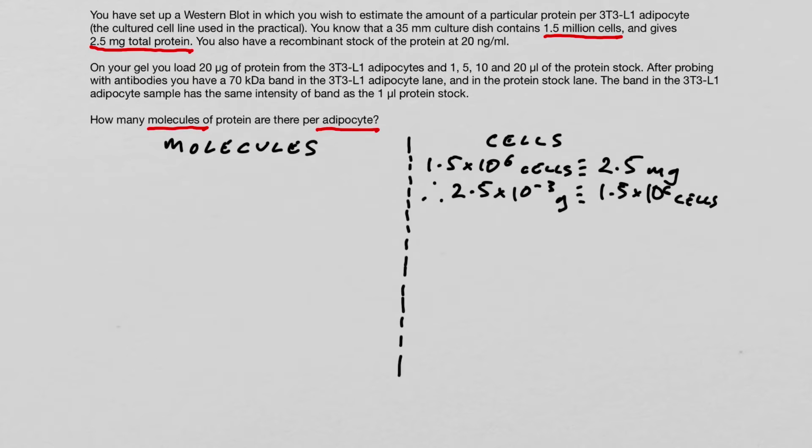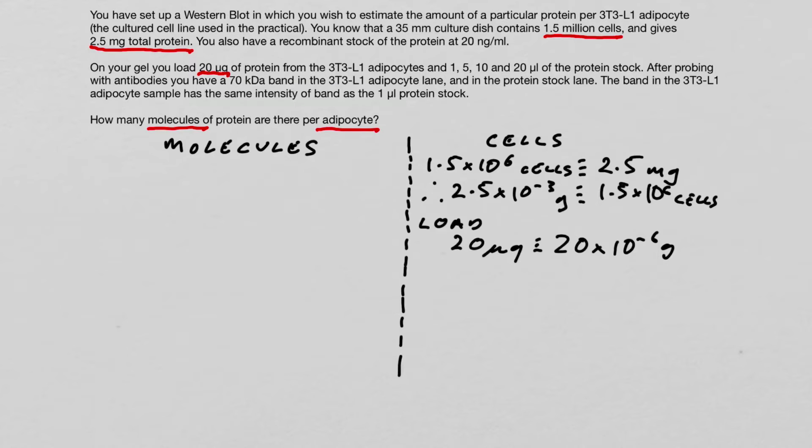Now in the experiment we loaded 20 micrograms of protein into the lane of the gel, and this 20 micrograms of protein must have come from the cells. Now 20 micrograms is equivalent to 20 times 10 to the minus 6 grams.